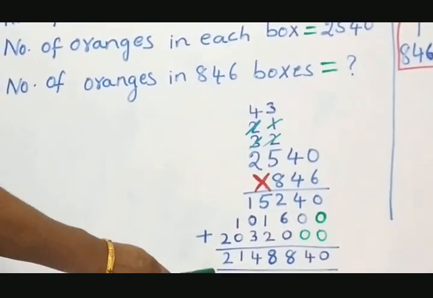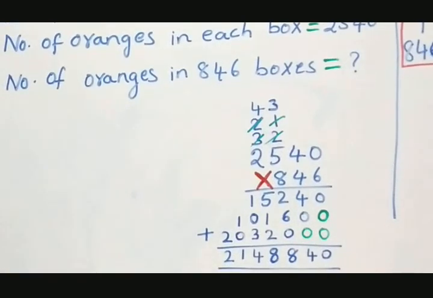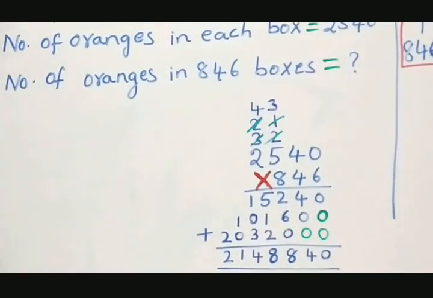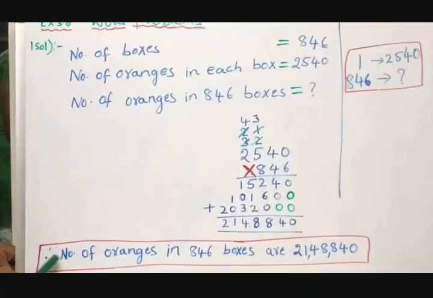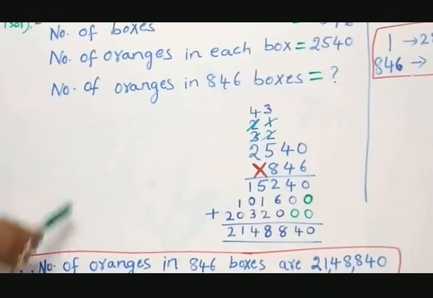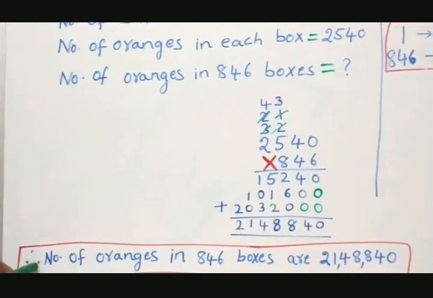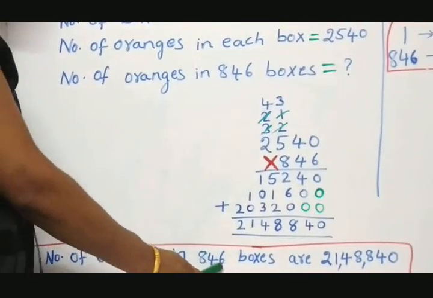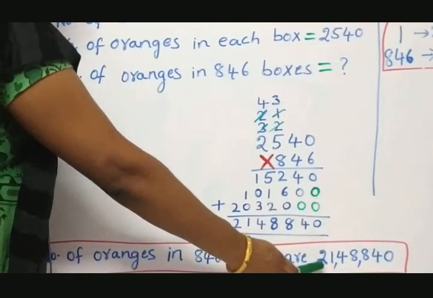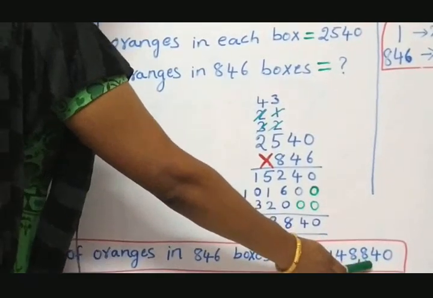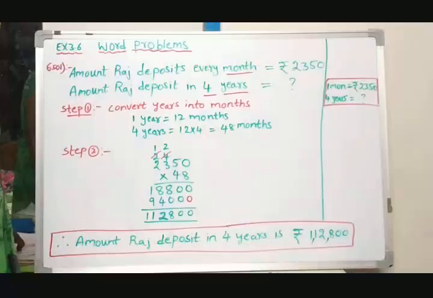So after multiplication, this is the answer. The answer is 21,48,840. Therefore, what did we do? The therefore statement. This third statement. Therefore, number of oranges in 846 boxes are 21,48,840.